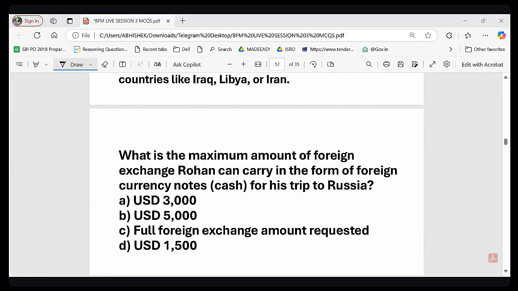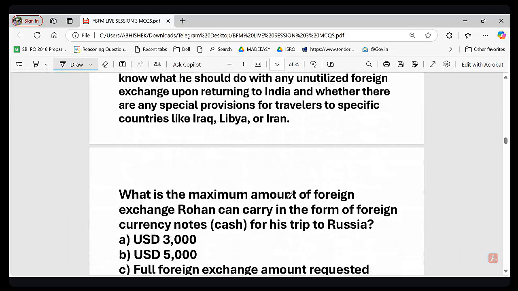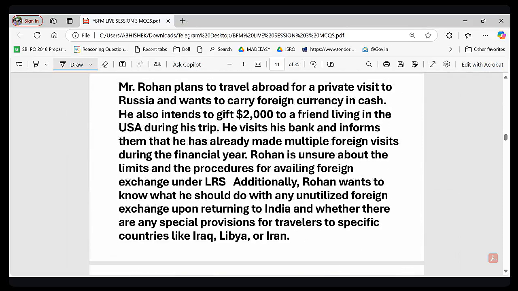Okay, I will again show you the question. The question is, what is the maximum amount of foreign exchange Rohan can carry in the form of foreign currency note for his trip to Russia?